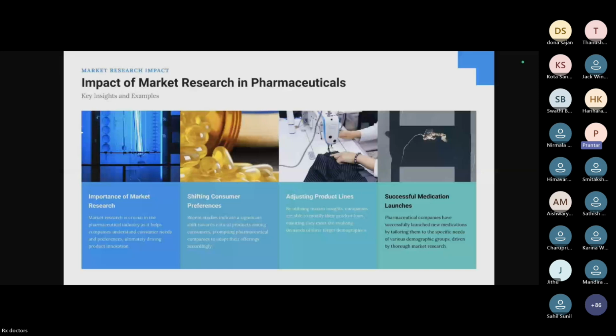And in the pharmaceutical industry, market research is really impactful. It helps companies understand shifting consumer preferences. It helps by adjusting their product offerings, and even ensure the success of new medication launches. And by tapping into what the market needs, businesses can make better decisions that benefit not just their bottom line, but also the patients they serve.